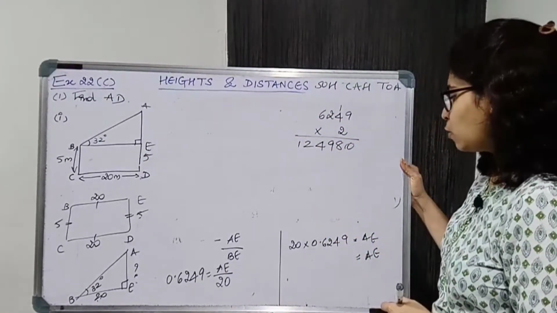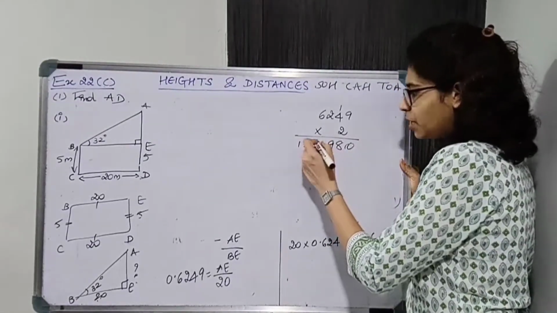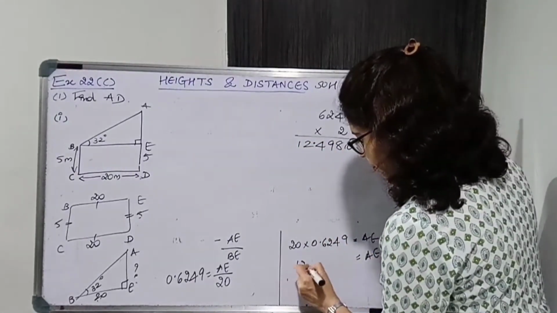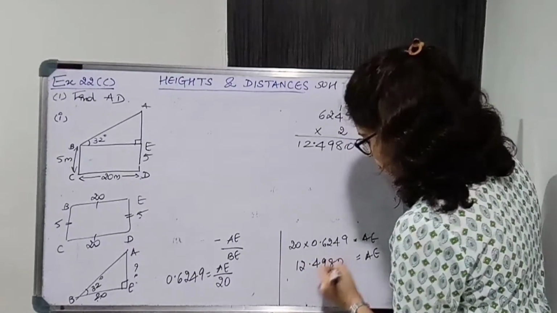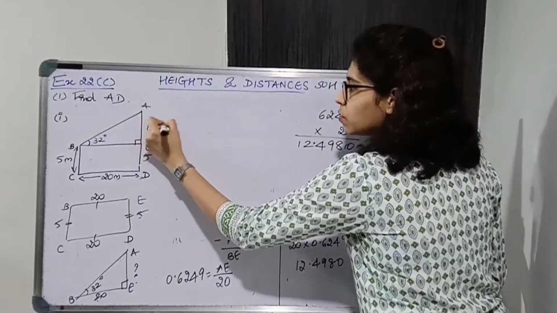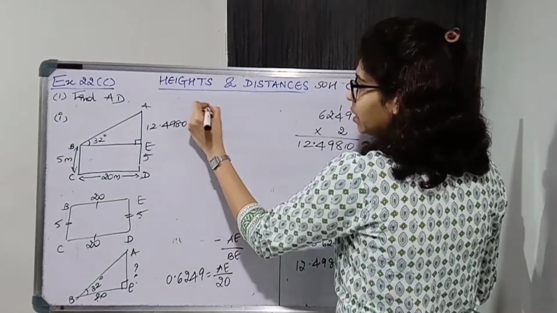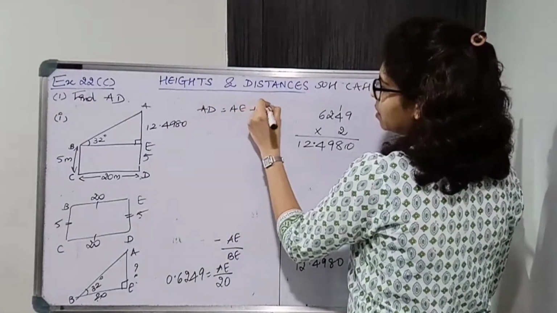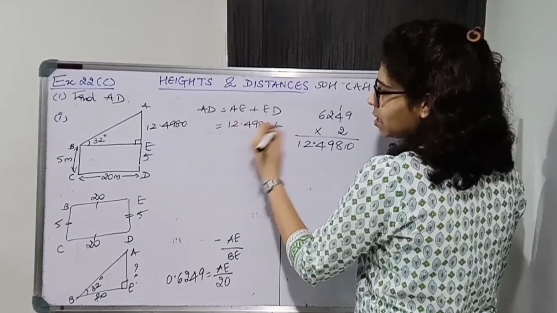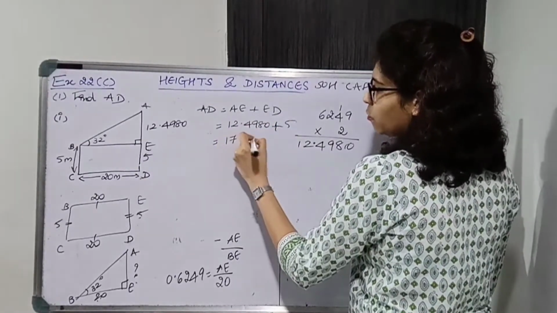Okay, now there is a decimal point after 4 digits from right, so 4 digits from right, put a decimal point, so we are getting 12.4980. Okay, now AE is equal to this, so we found the value of AE. Now AD find करना है, so AD is equal to AE plus ED. AE is 12.4980 plus ED is 5. So 12 plus 5 17 हो जाएगा, 0.4980.